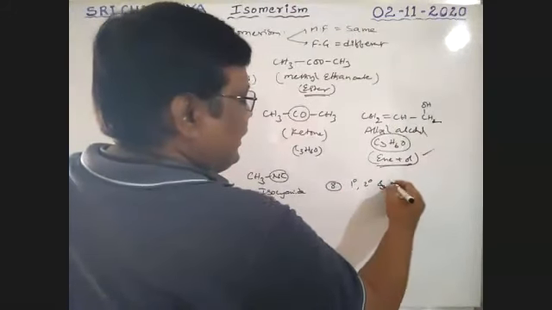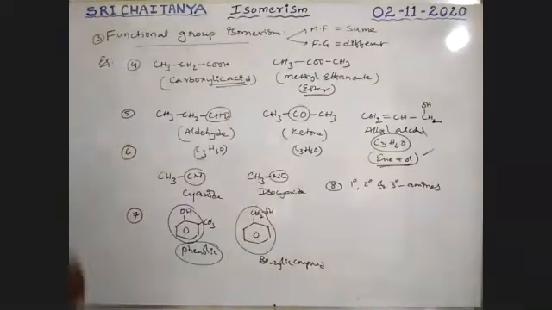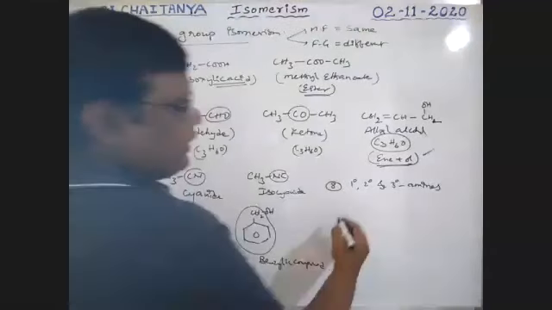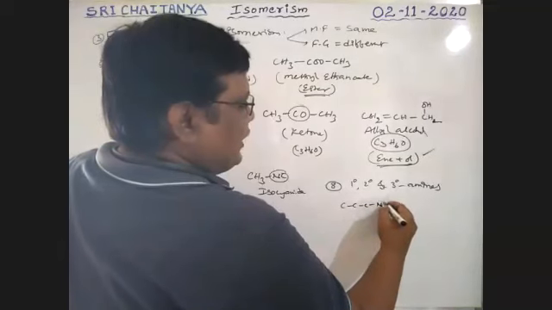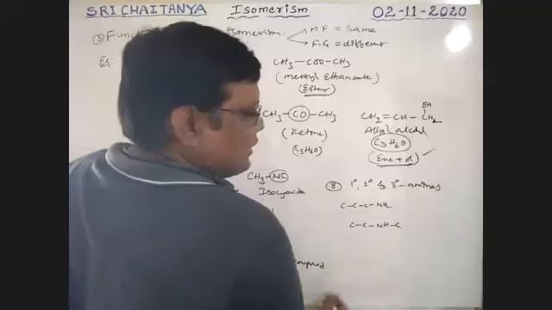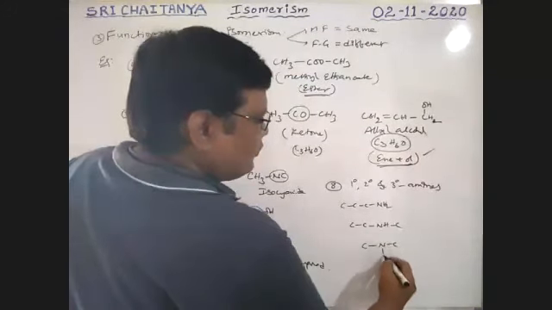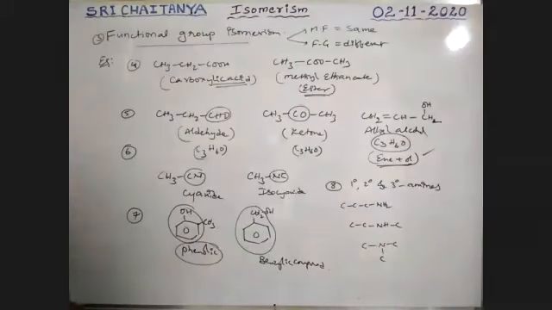Primary, secondary, and tertiary amines are functional group isomers. Primary, secondary, tertiary amines together are considered as functional group isomers. See here, 3 carbons with NH2 is a primary amine, with NH is a secondary amine, and this is a tertiary amine. Primary amines, secondary amines, tertiary amines are collectively considered as functional group isomers. Next, ninth one.